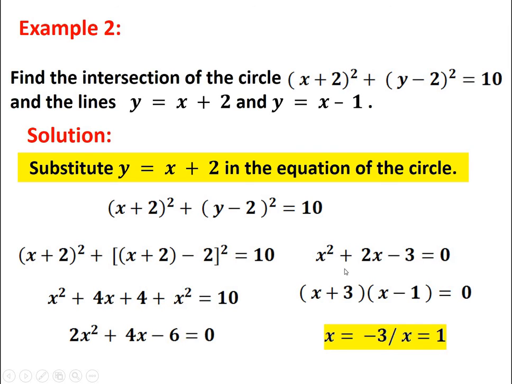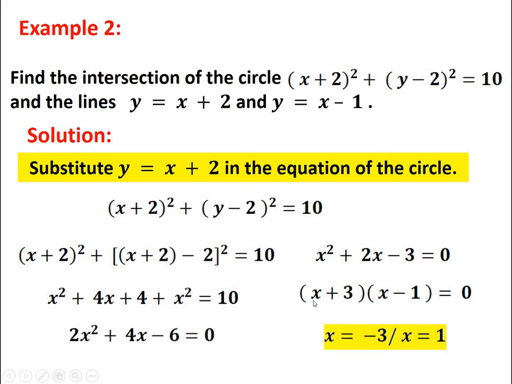If the trinomial is not a perfect square trinomial, we can factor it. So using this one expressed as two binomials, we have (x plus 3) times (x minus 1) equals 0. Then, in here, we are given two values of x.